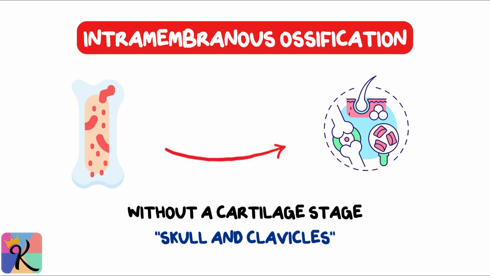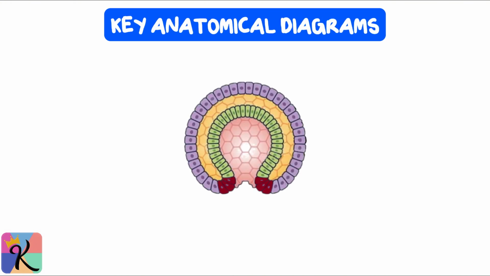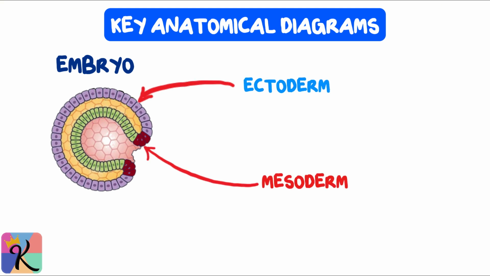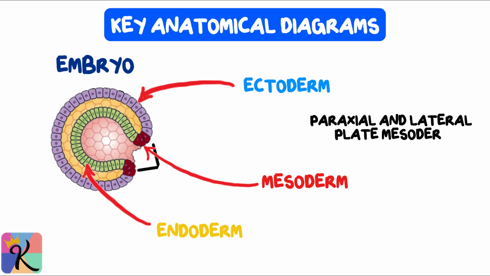To better understand how these processes come together, let's look at some key anatomical diagrams. In this cross-section of an embryo, you can see the three germ layers: ectoderm, mesoderm, and endoderm. Notice how the mesoderm divides into different regions, including the paraxial and lateral plate mesoderm. These areas are crucial as they contribute to forming bones and muscles.